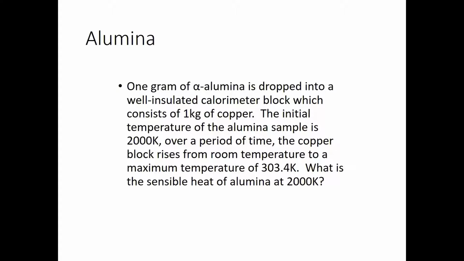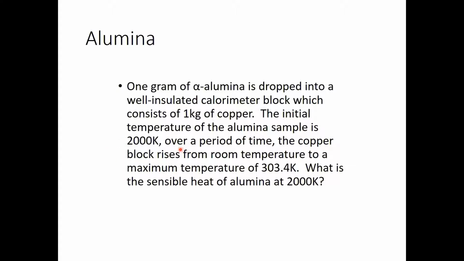So here's an example problem. So we have alumina, Al2O3. In this problem, we have 1 gram of alpha alumina. We're dropping it into a well-insulated calorimeter block, which consists of 1 kilogram of copper. So we know how much copper there is. The initial temperature of the alumina sample is 2000 degrees Kelvin. So we're trying to figure out what the sensible heat is of this block at 2000 K.